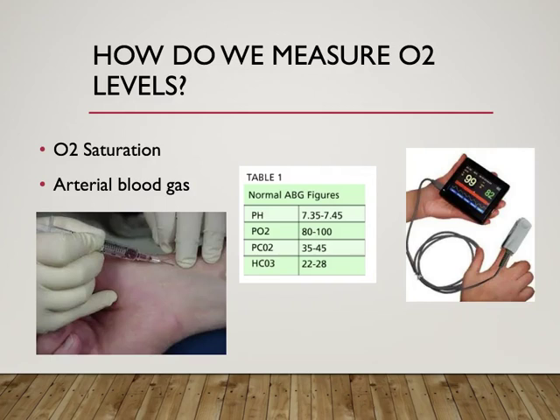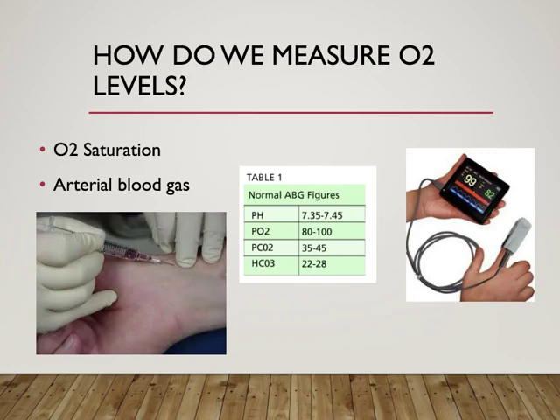How do we measure O2? You can measure O2 saturation or arterial blood gases. O2 saturation gives you an estimate of the amount of oxygen on the hemoglobin molecule, whereas arterial blood gases give you the pH, exact PO2, PCO2, and bicarbonate.